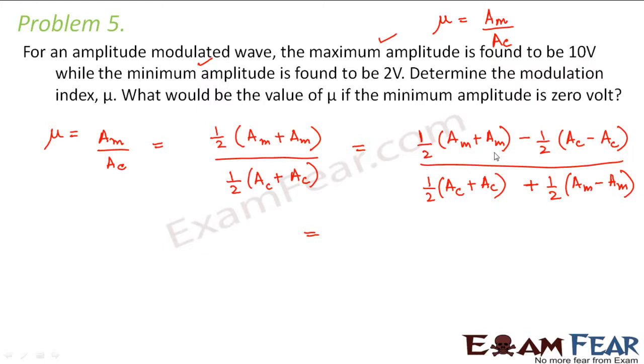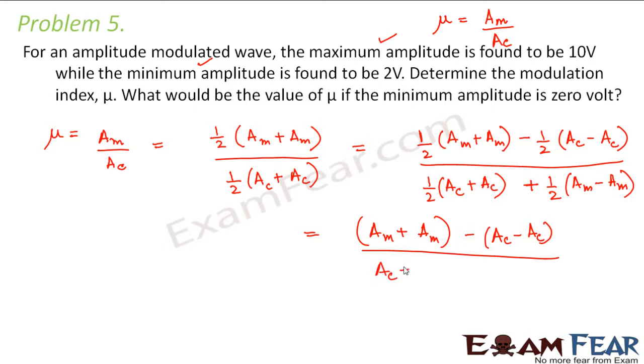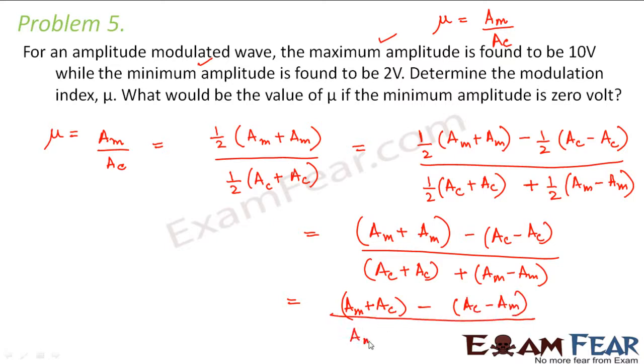So with this we can say the half will get cancelled in both denominator and numerator. So we get AM plus AM minus AC minus AC, divided by AC plus AC plus AM minus AM. So this comes out to be, if we rearrange it, AM plus AC minus AC minus AM, divided by AM plus AC plus AC minus AM. Now, if you look at an amplitude modulated wave, how does it look like?